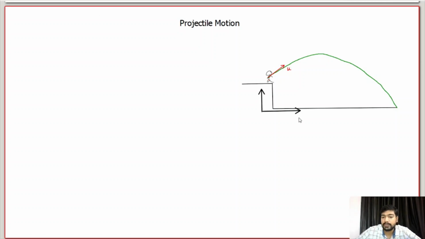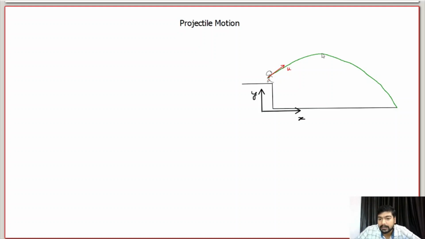Okay, so this is my x direction, this is my y direction. I have defined the coordinates. See the topmost point. We have done a numerical in which an object is thrown vertically upward, and at the topmost point the object has velocity 0. Why? Because just before that point, the particle is moving vertically upward, and just after that point, it is going downward. So since the velocity direction is changing, at some point the velocity has to be 0. That is the topmost point.